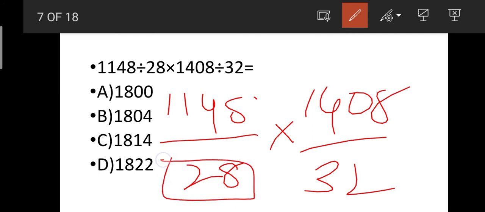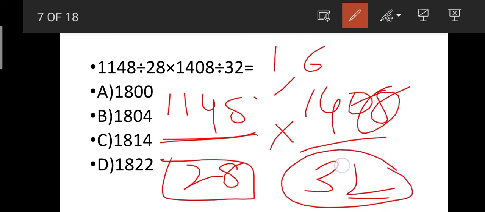For 8 to be cancelled with 8, it should be a multiple of either 1 or else 6, isn't that? Okay, and for 8 to be divided with 2, then it should be ending with 4. Okay, this is the only option we have. So they have given here multiplication, isn't it?